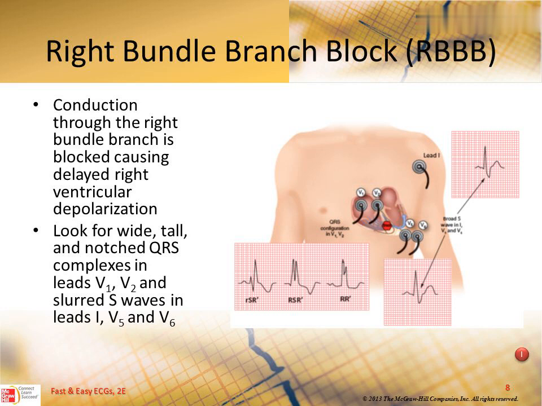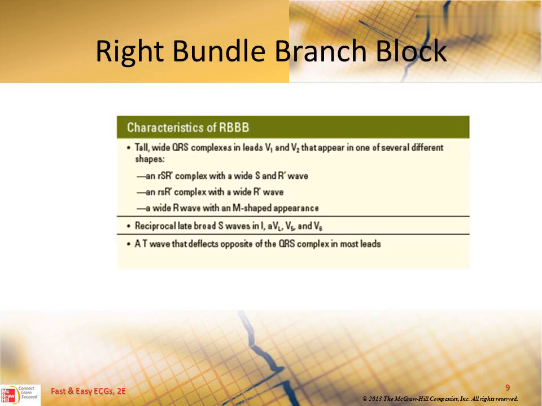Right bundle branch block, RBBB. Conduction through the right bundle branch is blocked, causing delayed right ventricular depolarization. Look for wide, tall, and notched QRS complexes in leads V1, V2 and slurred S waves in leads I, V5 and V6. Instructional point. In right bundle branch block, conduction does not start until the left ventricle is almost fully depolarized.